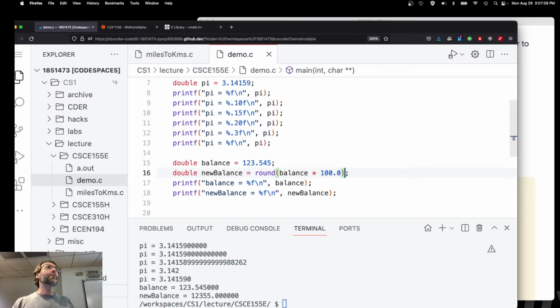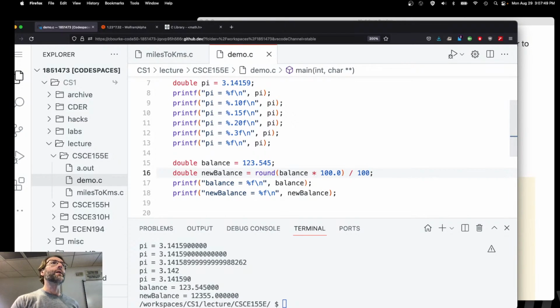So how do we correct for that? We moved the decimal place so that we could round to the nearest whole number. Now we need to move the decimal place back. So if I multiplied by 100 to move it to the right, what do I do to move it to the left?